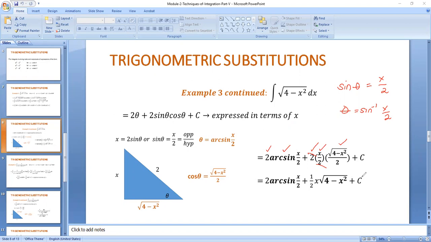Do you get it, class? Do you understand the solution? So this one now is the solution of the original integral in terms of the variable x. We don't stop at the answer that is in terms of theta. But rather, we constructed a triangle using the substitution equation and made sure that our answer is in terms of the original integral in terms of x. Now, do you have any questions?